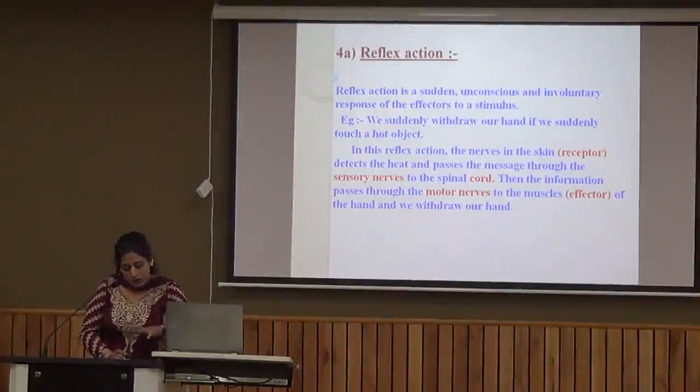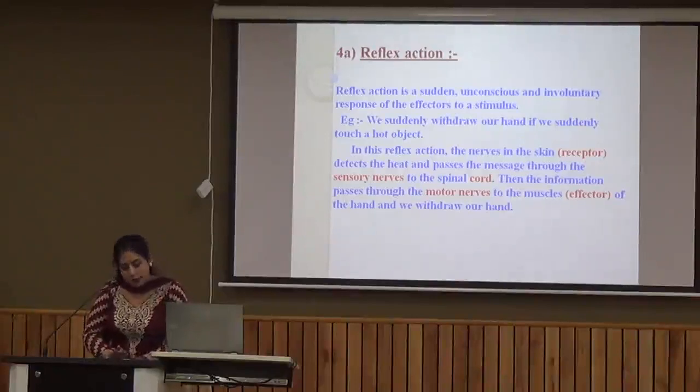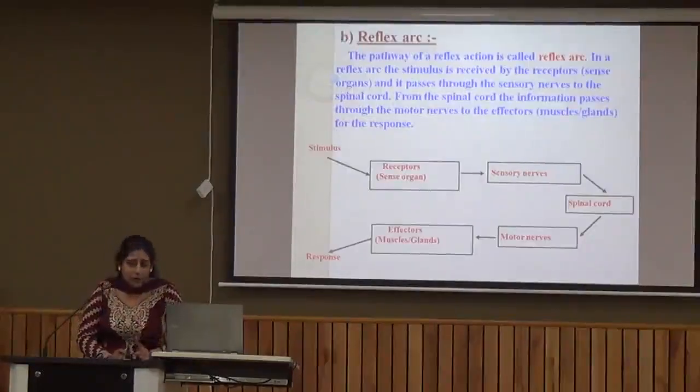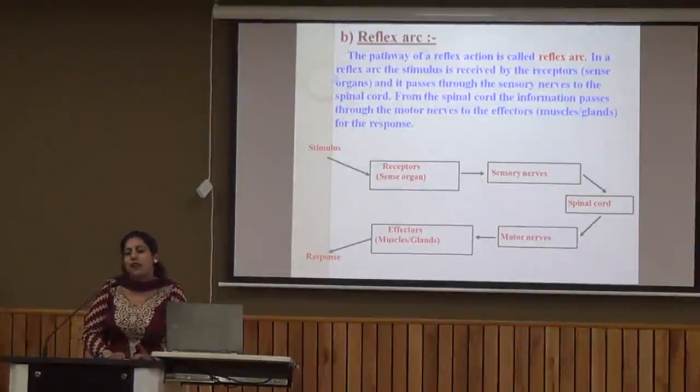Right? So in this reflex action, the nerves in the skin, which are the receptor, detect the heat and pass the message through the sensory nerve to the spinal cord. Then the information passes through the motor nerves to the muscles, which are the effector of the hand, and then we withdraw our hand. Let me show you the process. This is the pathway which that reflex action follows, that is the reflex arc.